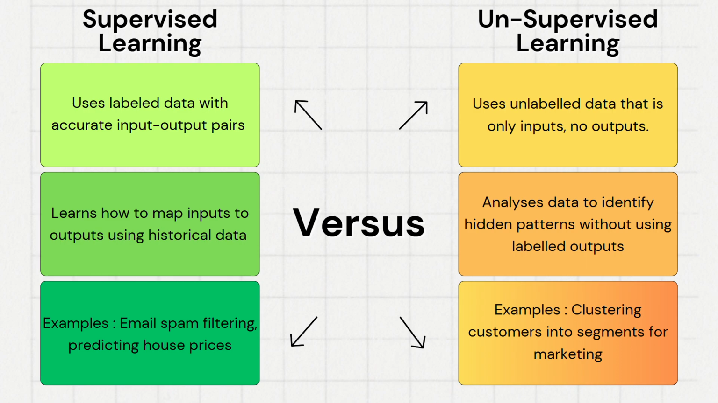For supervised learning, some common examples are email spam filtering, predicting house prices, and classifying images of a given animal, say a cat or a dog in a given picture. On the other side, for unsupervised learning, some common examples are clustering customers into segments for marketing, or reducing the dimensionality of data for visualization.